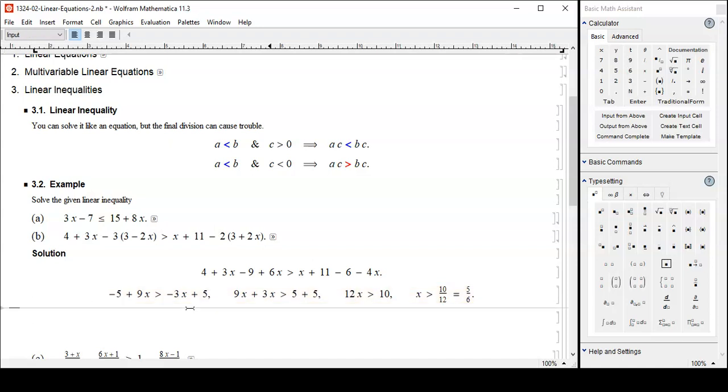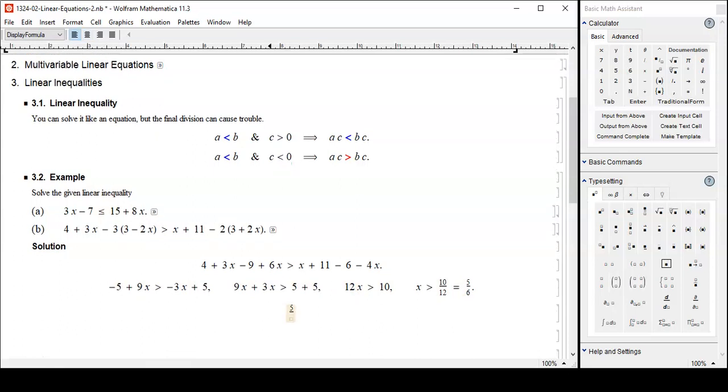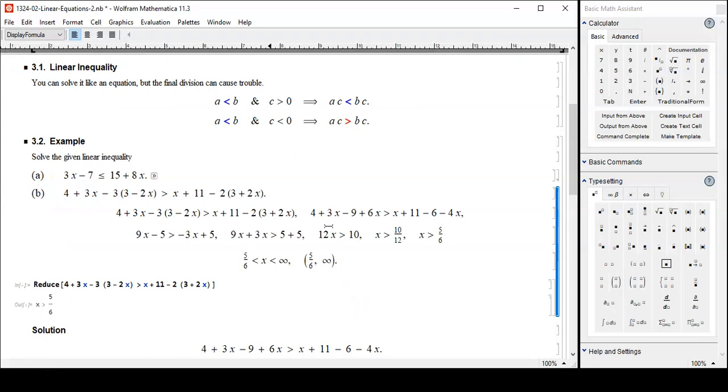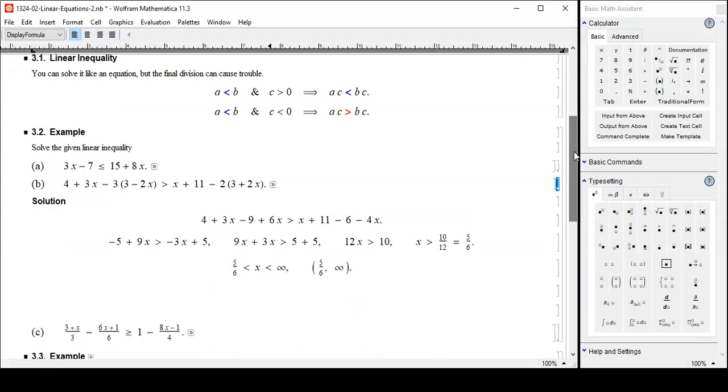If you prefer to write it in the interval form, 5/6, but then again, everything less than infinity, you can write 5/6 like this. Make sure you get parentheses versus brackets right. It's strict inequality, strictly greater, so parentheses. Toward infinity, nothing is equal to infinity, so always parentheses. Yeah, same as before.